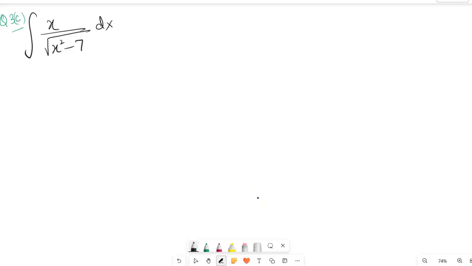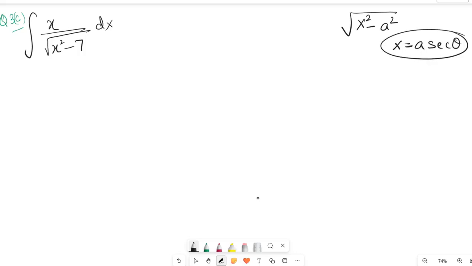Here is question number 3, part C. It's a question from 7.3 trig substitution again. Whenever we have the format x squared minus a squared, we put x as a secant theta. In this case, a squared is 7, so a would be square root of 7. That means our substitution is root 7 secant theta.